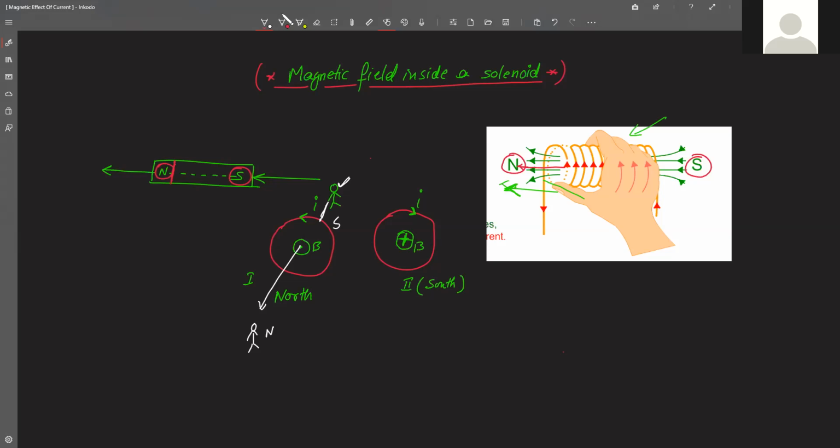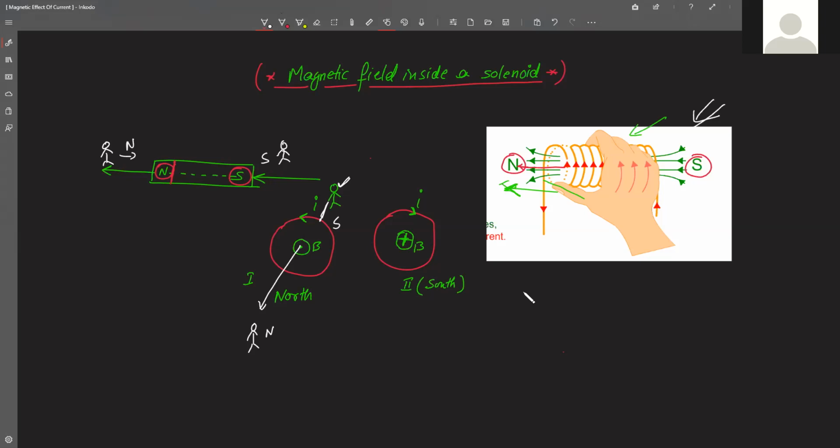If the observer is on this side, he sees the north pole of the magnet. And if the observer is on this side, what will he see? He will see the south pole of the same magnet. The same thing happens here as well. So we can say that this coil behaves as a bar magnet, a very small bar magnet, right? And when there are multiple coils like this, the same thing happens here also. It will behave as a bar magnet itself.